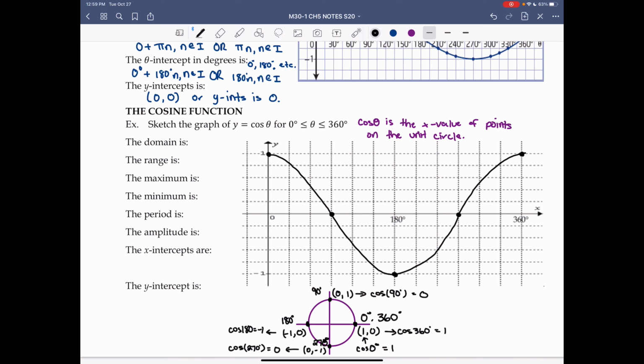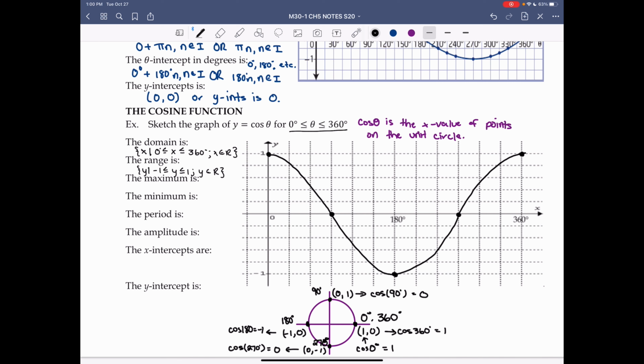In this case, the domain is what they told us right here. So x or theta, doesn't really matter. 0 is less than or equal to x, which is less than or equal to 360 degrees, x an element of the reals. Our range goes from -1 to 1. y such that -1 is less than or equal to y, less than or equal to 1, y an element of the reals.